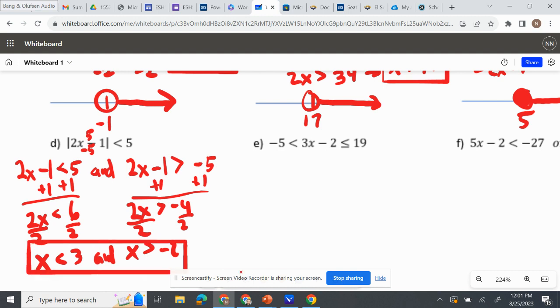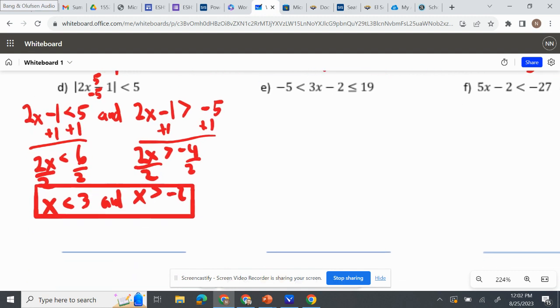All and statements are going to be in the middle. All or statements are going to be on the outside. So this is going to start at -2, end at 3. They're both open circles, and the line goes in the middle.